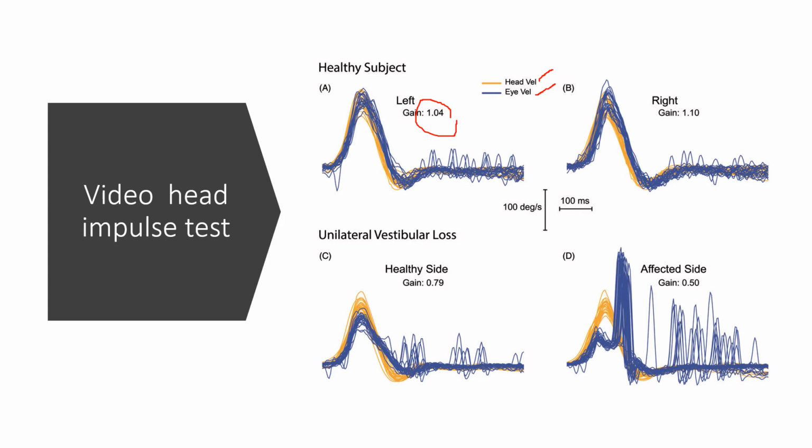However, in unilateral vestibular loss, the head velocity and eye velocity are not the same. This is what we see clinically as corrective saccades. So the gain will be markedly reduced in unilateral vestibular loss.